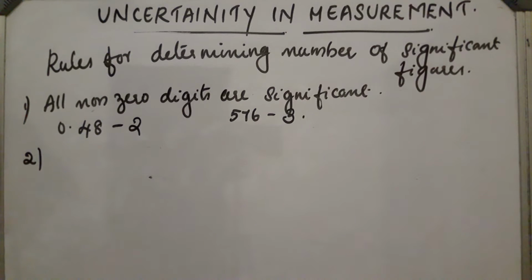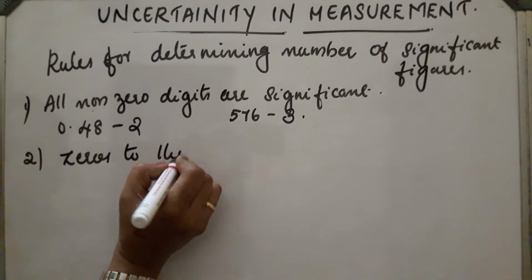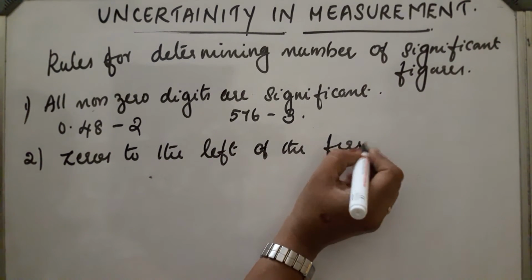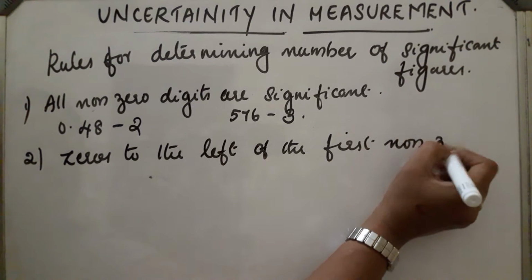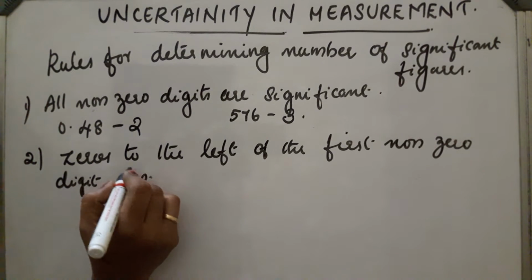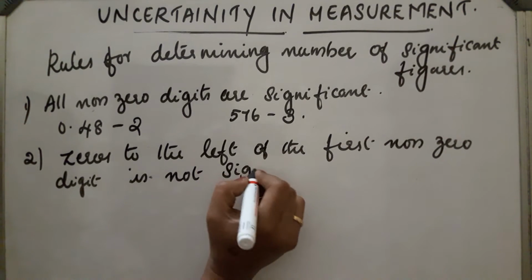zeros to the left of the first non-zero digit, all the zeros just left to the first non-zero digit, are not significant. Okay. Zeros to the left of the first non-zero digit are not significant. Okay.